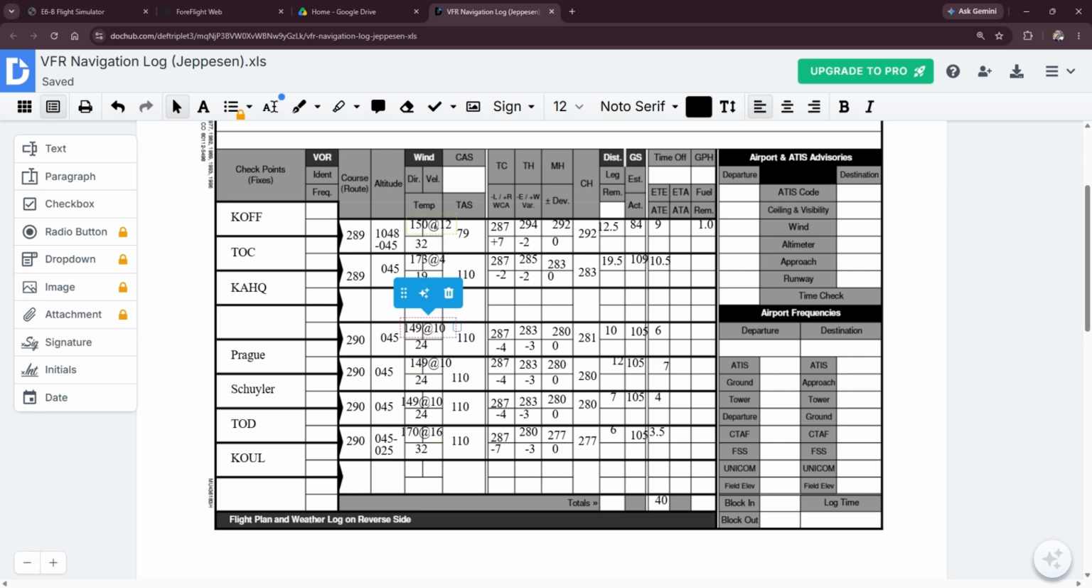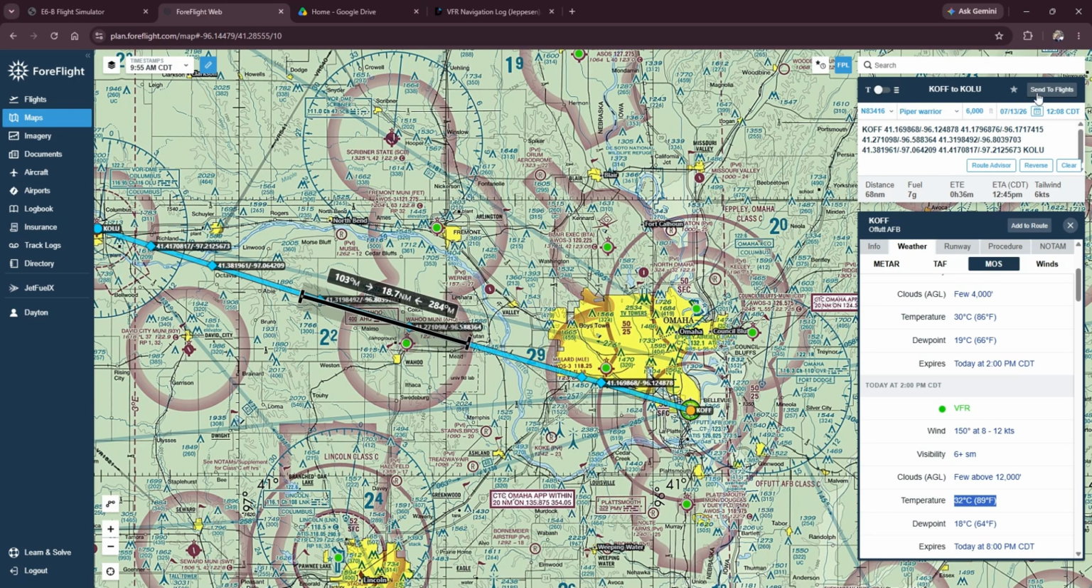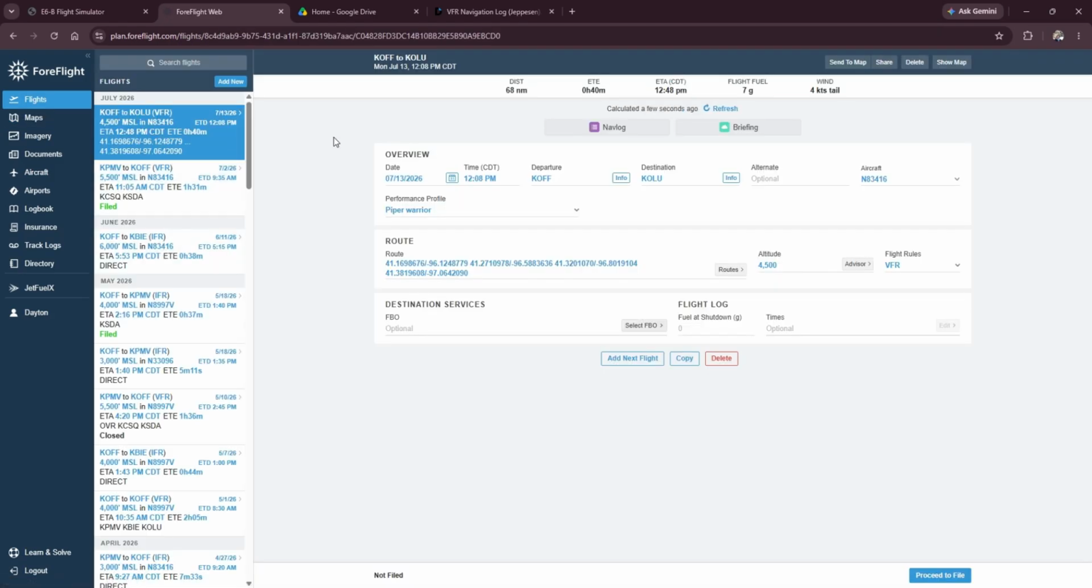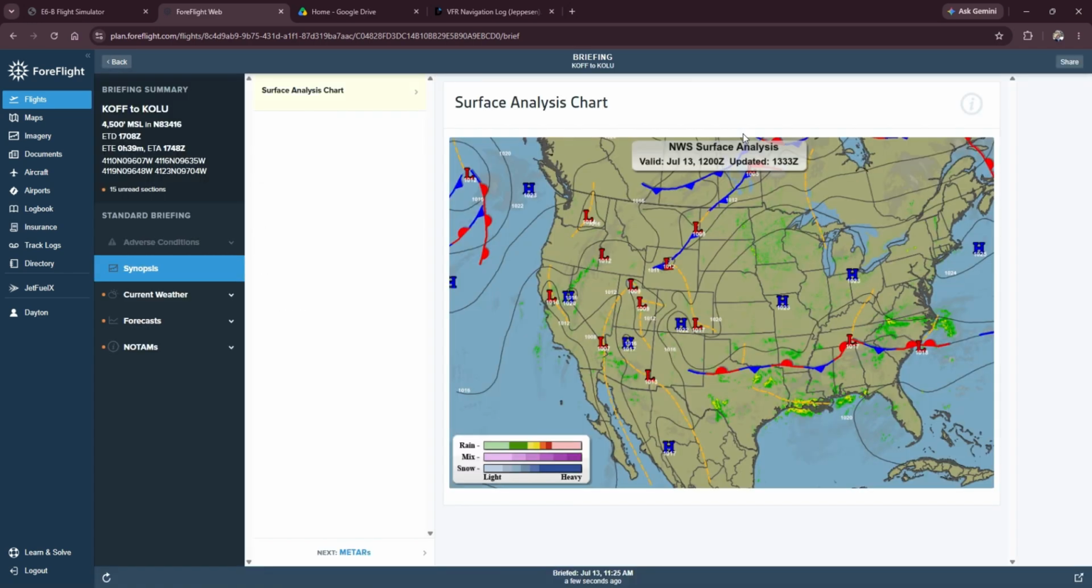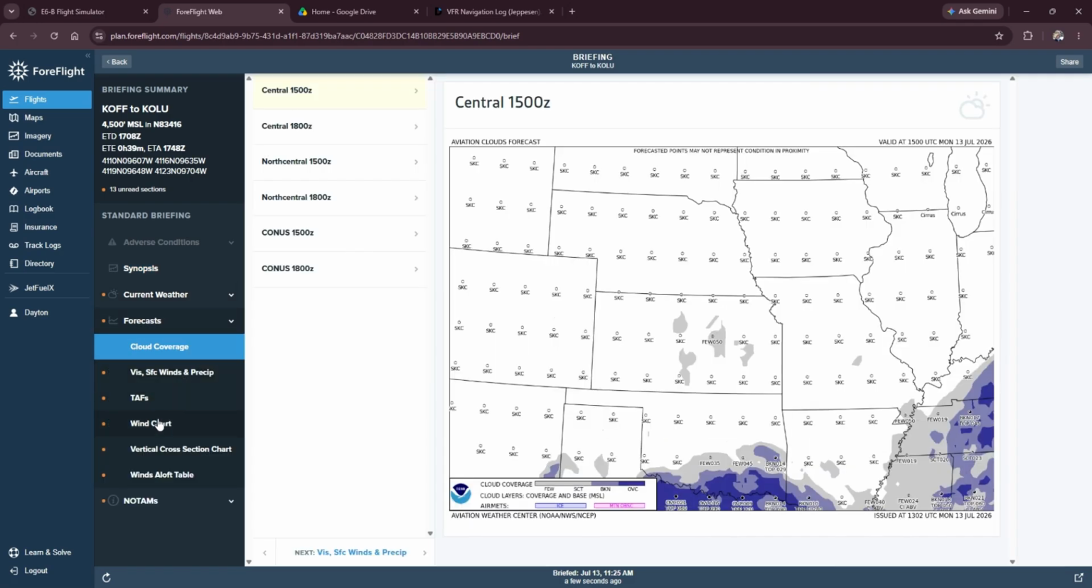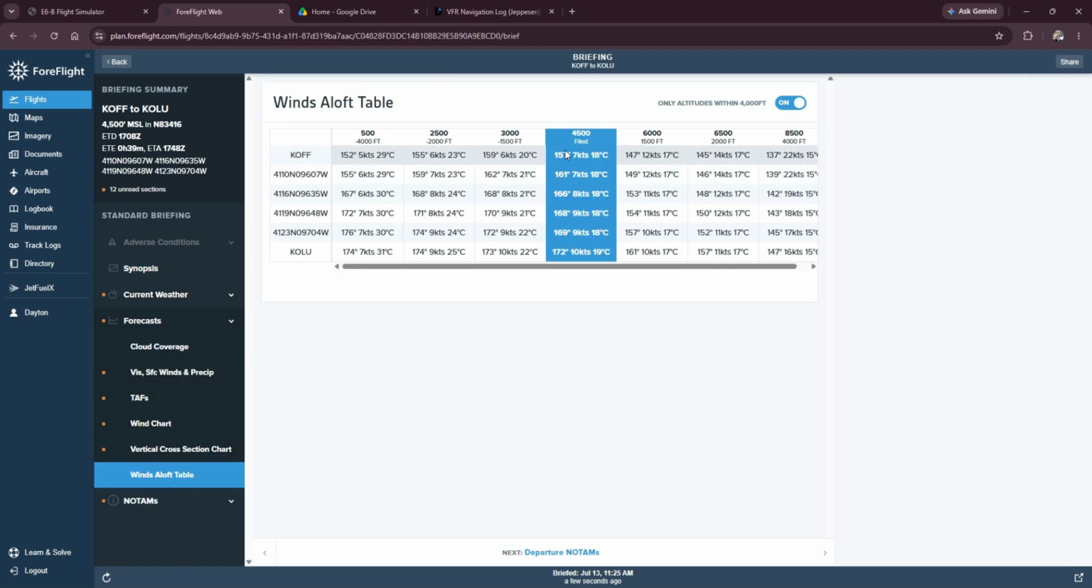Cool. And now we're going to go down the list and get our winds in here. Now that we're at altitude going to Columbus, we need to get our winds at altitude. There are two ways to do this. The first one is you could send this to the flights, and I've already done that. On the iPad it's a little bit different. I'd go over here to flights, and you can see we have Offutt to Columbus. We're departing at 12:08 today, and you would go to the briefing, and we'll let this briefing load here. The briefing will give you the winds aloft. So if we go over here to current weather or forecasts, winds aloft table, you can see at 4,500, 157 at 7. So this is one way to figure out what your winds aloft are.